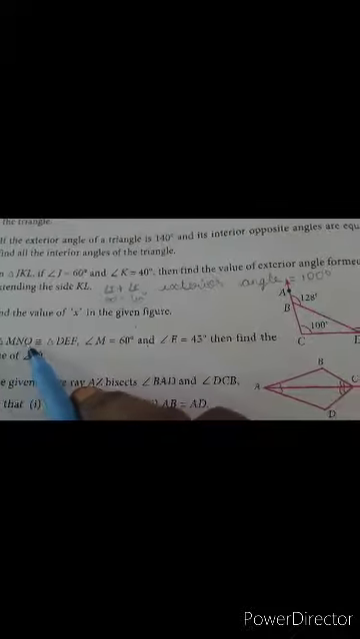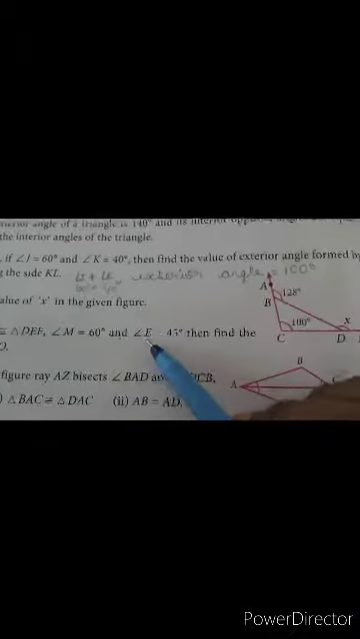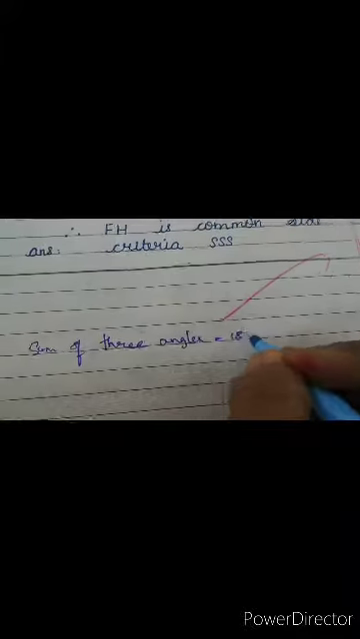Question number 7. If triangle MNO is congruent to triangle DEF, and they have given angle M equal to 60 degrees, angle E equal to 45 degrees, find the value of angle O. Okay, so first step, the sum of the three angles should be equal to 180 degrees by the angle sum property.